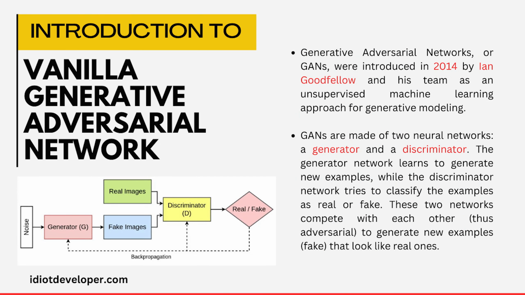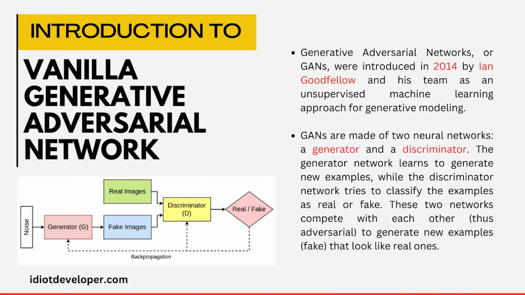Generative Adversarial Networks, or GANs, were introduced in 2014 by Ian Goodfellow and his team as an unsupervised machine learning approach for generative modeling. GANs are made up of two neural networks called the generator neural network and the discriminator neural network. The generator network learns to generate new examples, while the discriminator network tries to classify examples as real or fake. These two networks compete with each other to generate new samples that look like real ones.